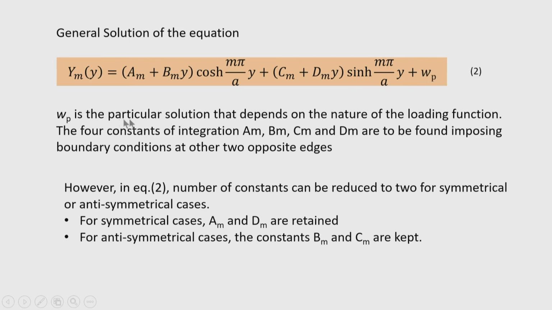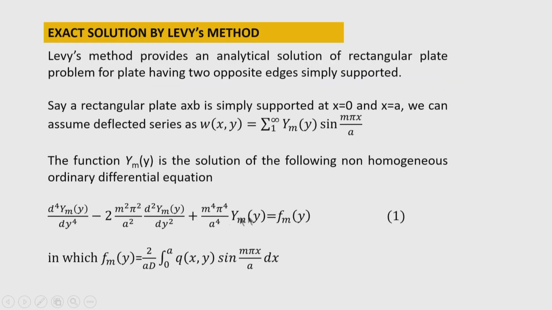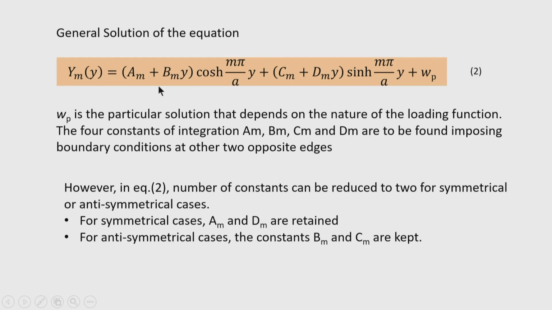Now, you can see the general solution of this equation, equation number 1 here. A_m, B_m, C_m, D_m are arbitrary constants that can be found by imposing the boundary conditions on the other two opposite edges. That means y equal to 0 and y equal to b, if the size of the plate is a cross b, and the origin is taken at one of the corners on the left hand side. W_p is the particular solution that depends on the nature of loading.